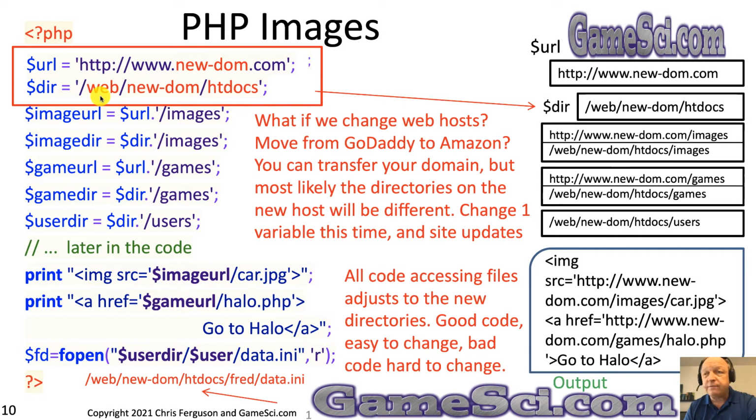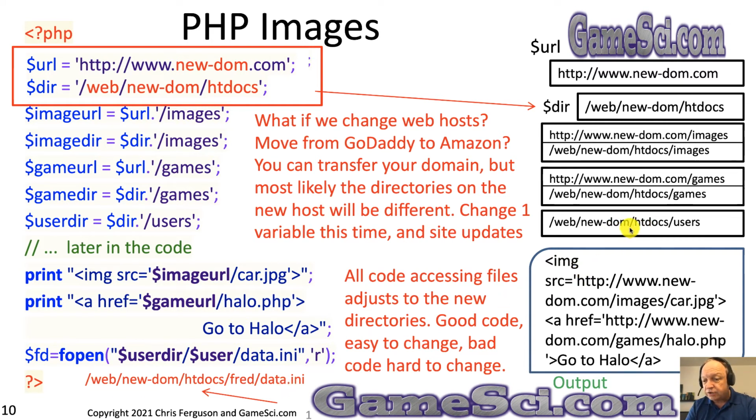Different web hosts have different directory structures, and this web is different, and this htdocs is different. I had to update the directories where all my files are being stored on the new host. All the code accessing files then adjusts to the new directories. Good code is easy to change. Bad code is hard to change. You can see my directory names all update when I change $dir.